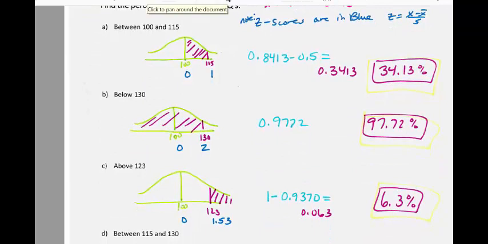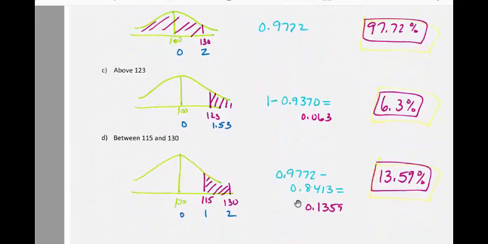Going to C, it says above 123. Please be careful when you standardize this one. You standardize the 123, you're going to get 1.53. Again, you're using (x - x̄)/s. I want above, but when I look at the chart, it's giving me the region below. The whole area is 1, so that's why I subtracted from the 1 to get this area.